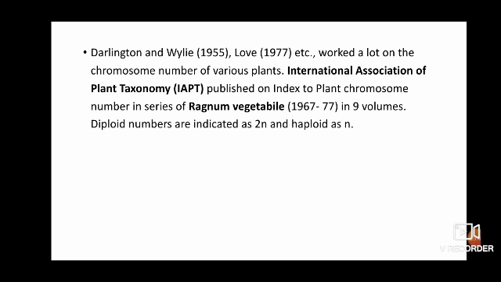Darlington and Wylie in 1955, Love in 1977, etc. worked a lot on the chromosome number of various plants. The International Association of Plant Taxonomy, IAPT, published an index to plant chromosome numbers in the series of Regnum Vegetabile, between 1967 to 1977 in 9 volumes. Diploid numbers are indicated as 2n, as you all know, and haploid as n.